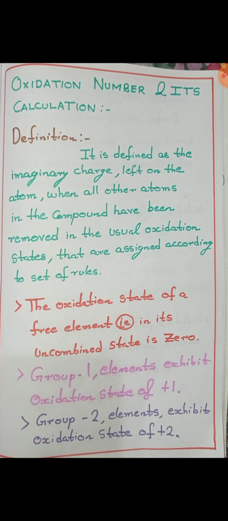The oxidation state of a free element, that is in its uncombined state, is assigned the value of 0. Generally, group 1 elements, that is alkali metals, exhibit an oxidation state of +1. Group 2 elements, that is alkaline earth metals, exhibit the oxidation state of +2. Again I repeat, group 2 elements exhibit an oxidation state of +2.